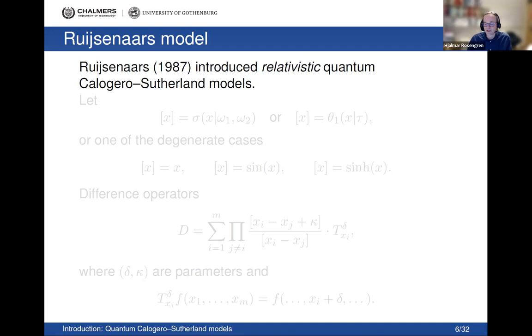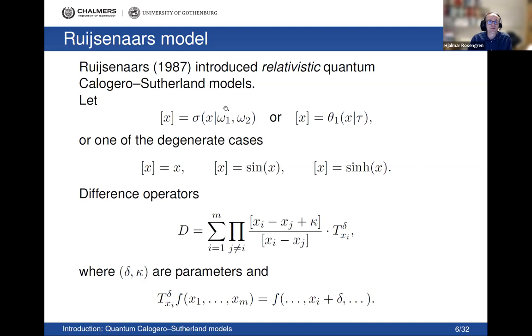Let me introduce some notation that I will use a lot. I use additive notation, and X in brackets means, if you like Weierstrass, a Weierstrass sigma function. If you like Jacobi, it's a theta function. If you don't like either of these, you could think that X in brackets is just X. That's a perfectly interesting special case. Also trigonometric and hyperbolic cases are included.